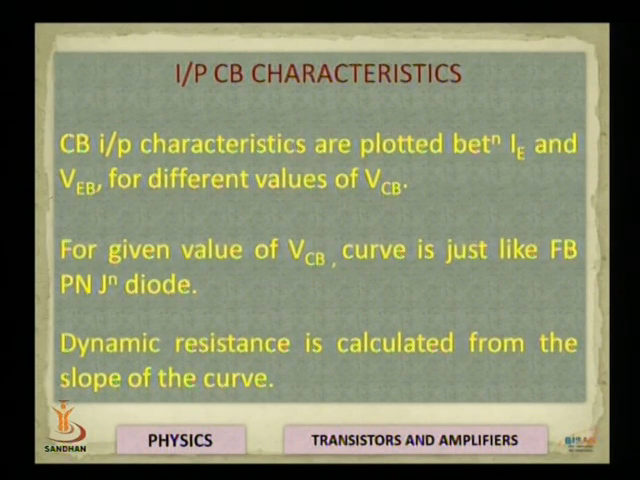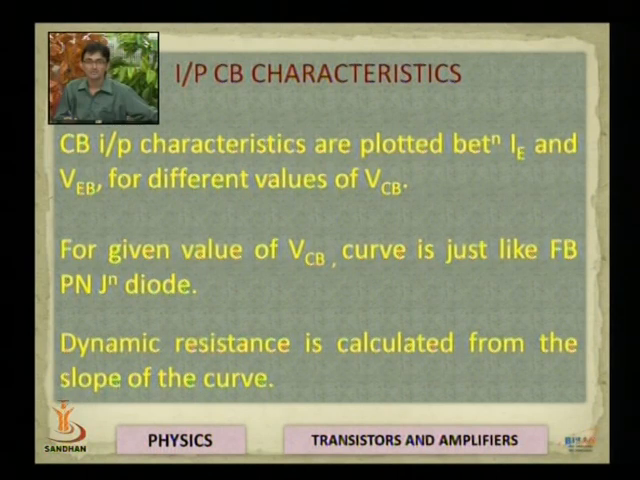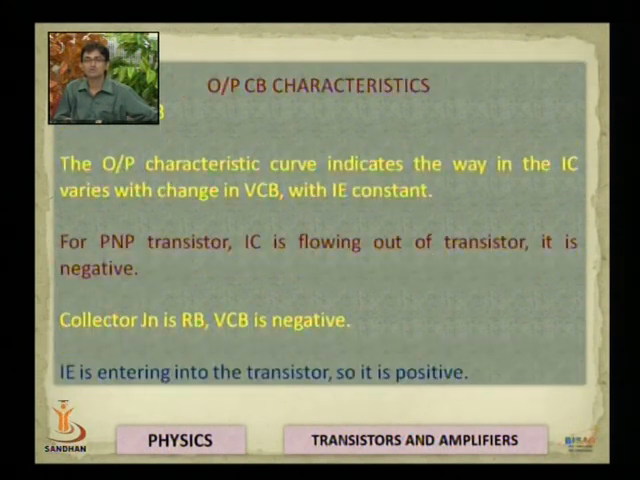Now let me show the input characteristic of the common base configuration. The input characteristics are plotted between IE and VEB for different values of VCB. For a given value of VCB, the curve is just like a forward biased PN junction diode, where the dynamic resistance is calculated from the slope of the curve.